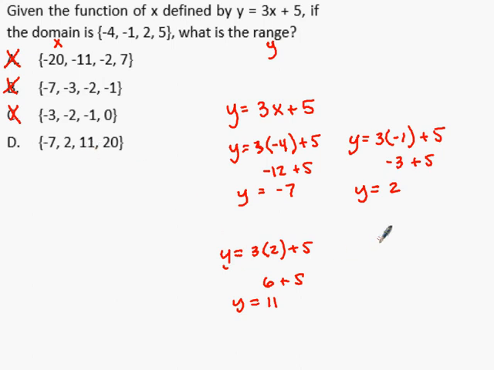And then our last one, y equals 3 times 5 plus 5. 3 times 5 is 15, and when you add that to 5, that gives you 20. And that is our fourth value in our range set. So it looks like answer D is the only possible answer of the given answers.